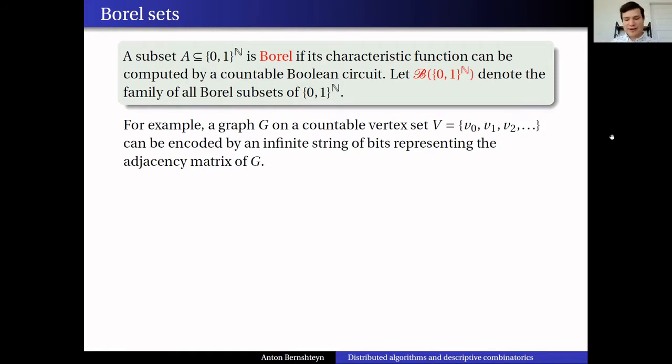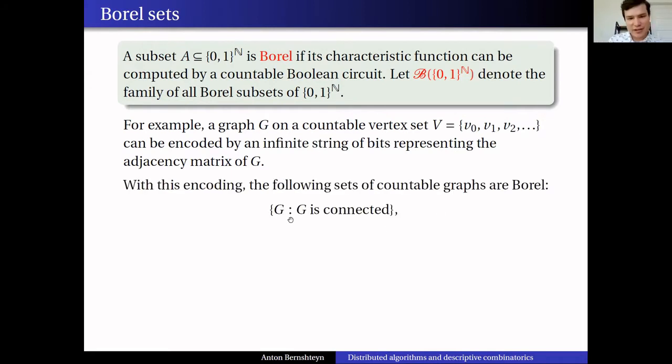Now, if you represent a graph by such an adjacency matrix, you can run countable Boolean circuits on this input. So you can feed it into a countable Boolean circuit and see what it produces. So we can talk about Borel sets of countable graphs. And for example, the following sets end up being Borel. Say the set of all connected graphs. And so again, saying that this is Borel means that somehow there is a countable procedure, if you like, that given an adjacency matrix of a graph G, decides whether or not it's connected. And essentially the way it works is you have to check for every pair of vertices whether or not there is a path between them. And this can be done by a countable Boolean circuit.